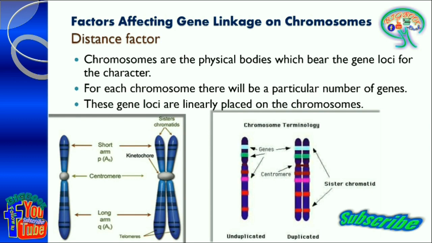In the distance factor, or effect, consider that chromosomes are the physical bodies which bear the gene loci for the characters. Now the chromosomes have two arms with a centromeric position. One will be the P arm and the other will be the Q arm. This will be the centromere. So when we see a single chromosome within the meiotic stage, it has sister chromatids, that is, the duplicated chromosome.